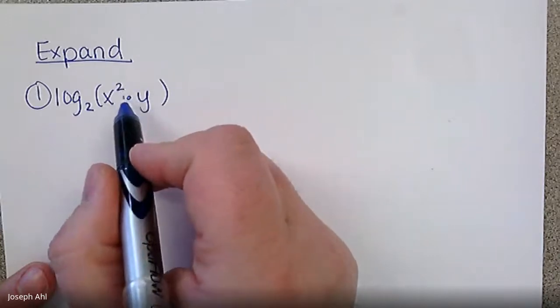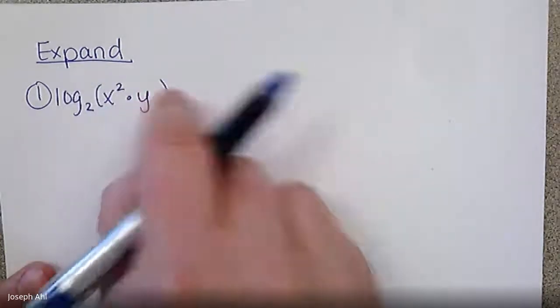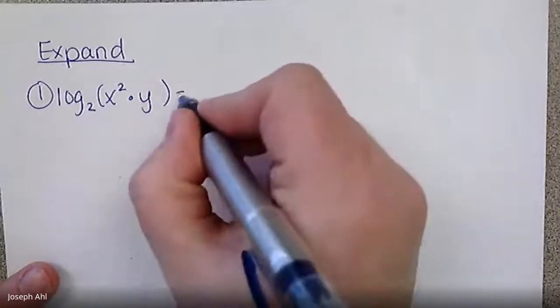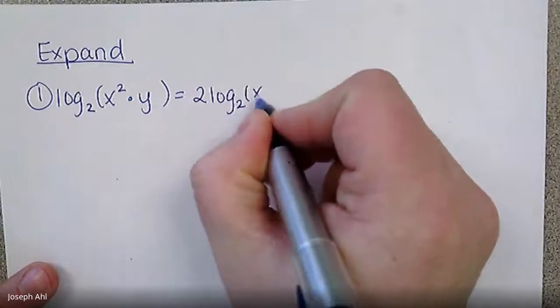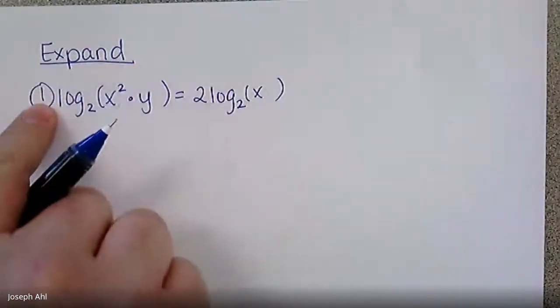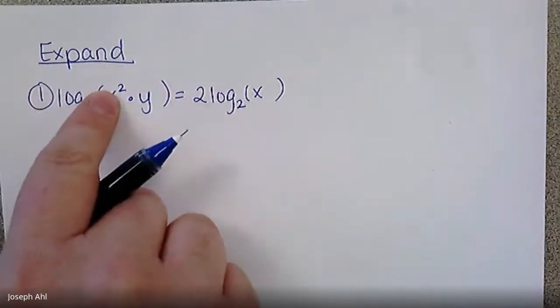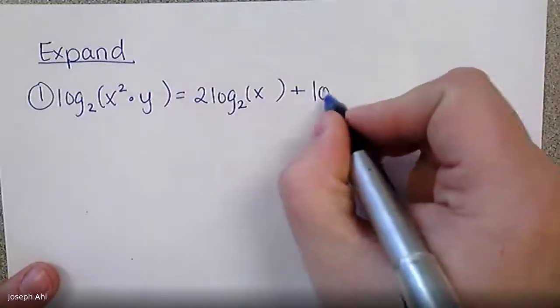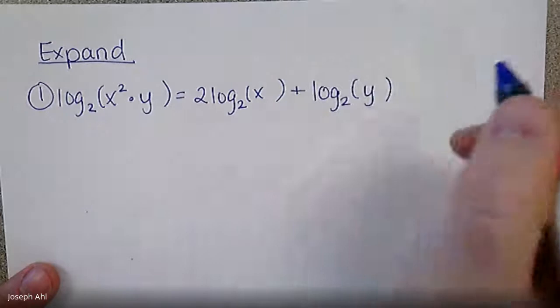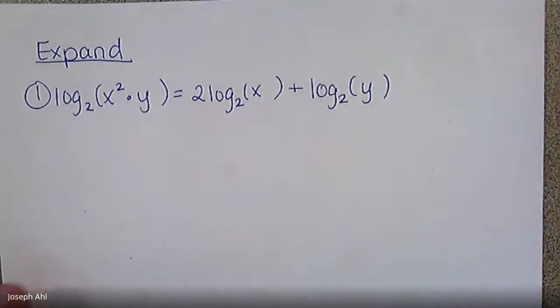So the power rule means powers go to the front. Multiplication expands out to addition. So this is going to expand to 2 log base 2 of x, right? The 2 comes to the front of log base 2 of x. Then whenever you see multiplication, separate it to addition, plus log base 2 of y. And that's it. That's as far as we can go with the expansion of the expression log base 2 of x squared times y.